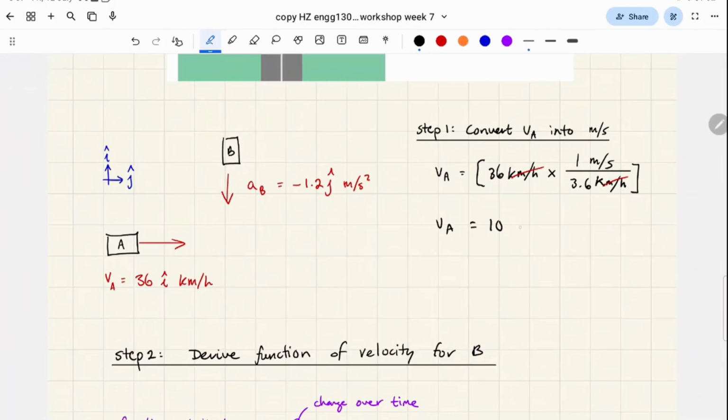Okay, so I'm going to start using I, J, and K. I think I might have briefly gone over this in week 1's workshop, but these are the unit vectors, right? So here I've drawn them.